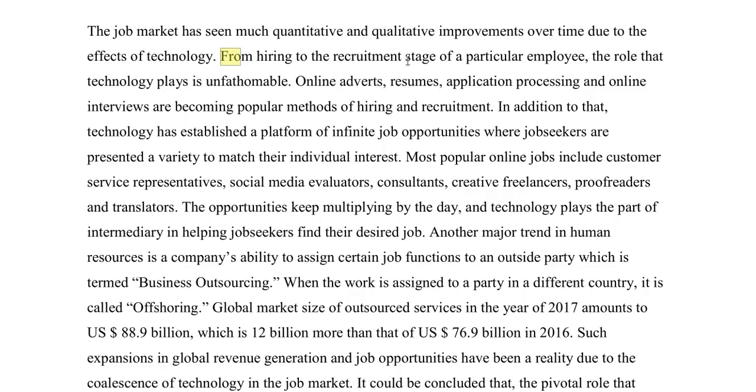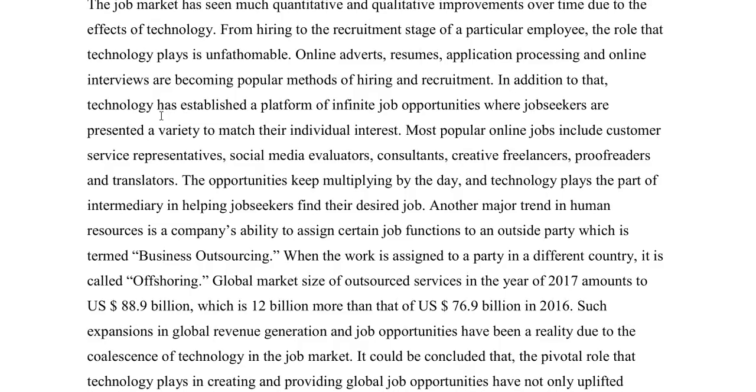From hiring to the recruitment stage of a particular employee, the role that technology plays is unfathomable. That is, unimaginable. Online adverts, resumes, application processing, and online interviews are becoming popular methods of hiring and recruitment. In addition to that, technology has established a platform of infinite job opportunities, where job seekers are presented a variety to match their individual interest.